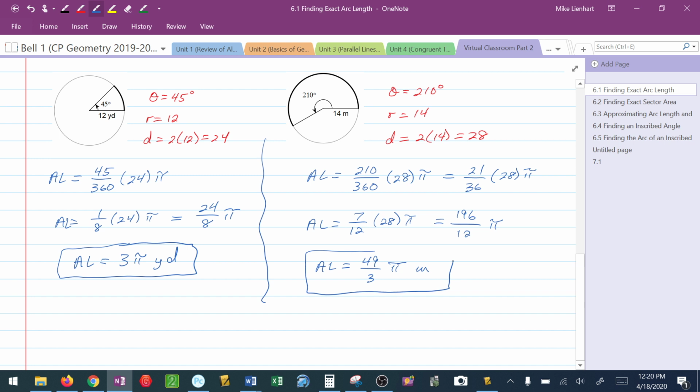All right, take your time on this. There's going to be a lot of simplifying in fractions. Let me know if you have any questions.